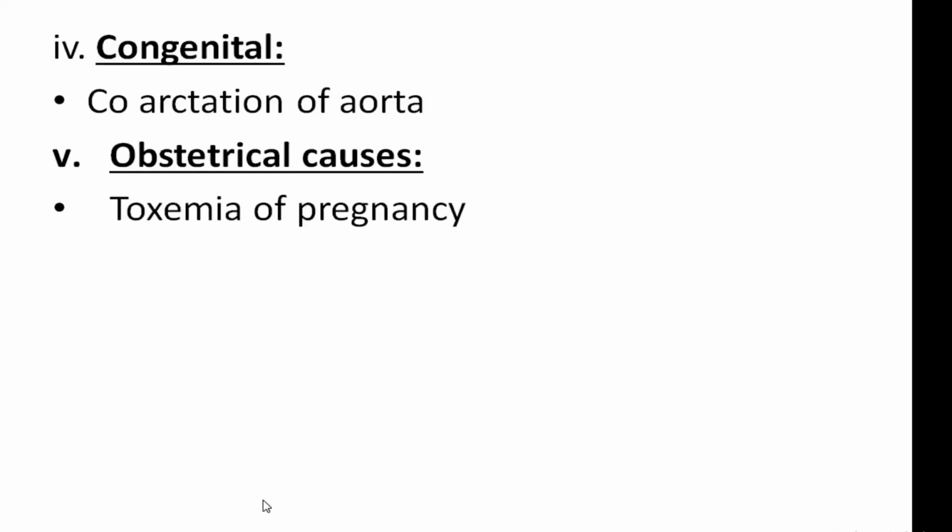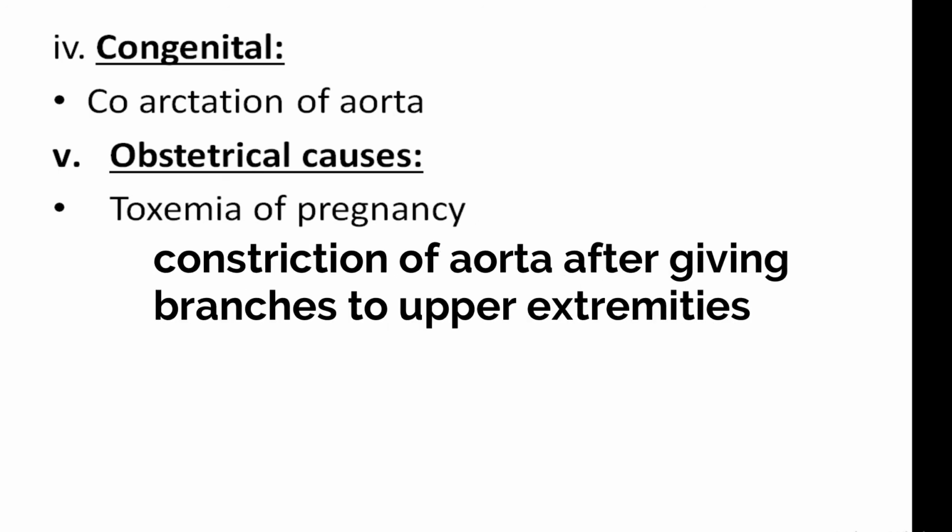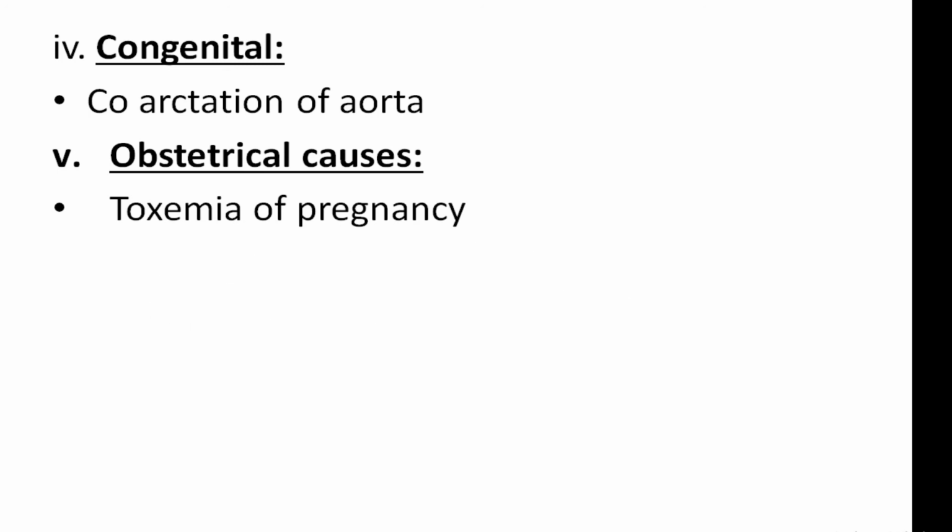Next thing is some congenital diseases, such as coarctation of aorta. What is coarctation of aorta? Coarctation of aorta is that the aorta constricts after giving branches to upper extremities. As a result, on examination, there is radiofemoral delay, and clinically, the patient will present at less than 25 years of age with increased blood pressure.